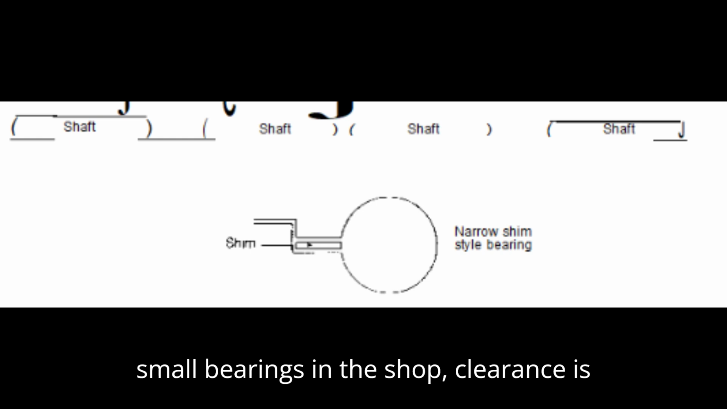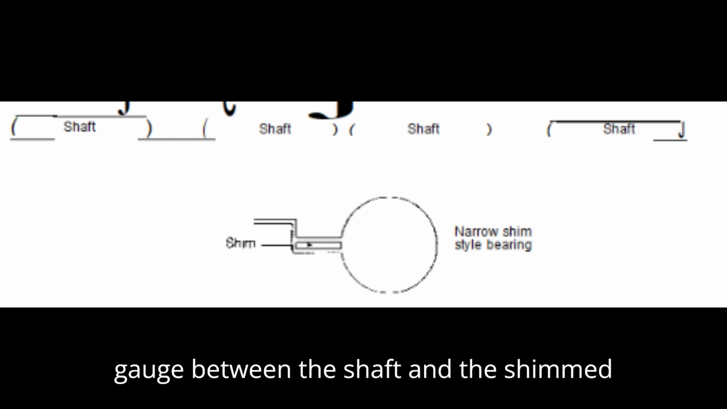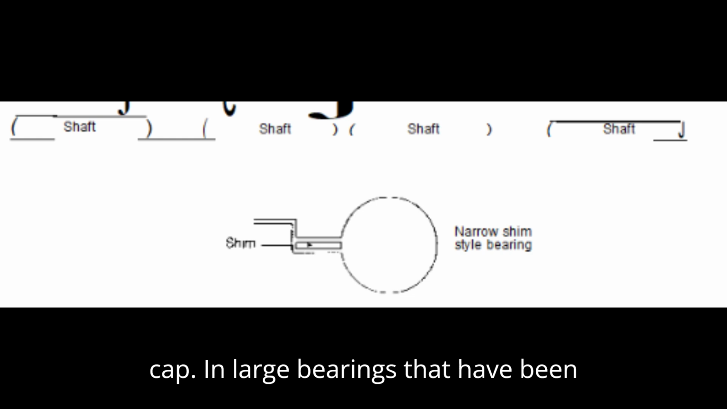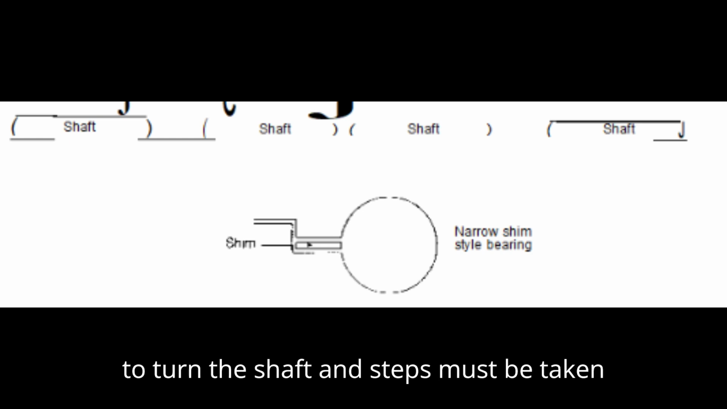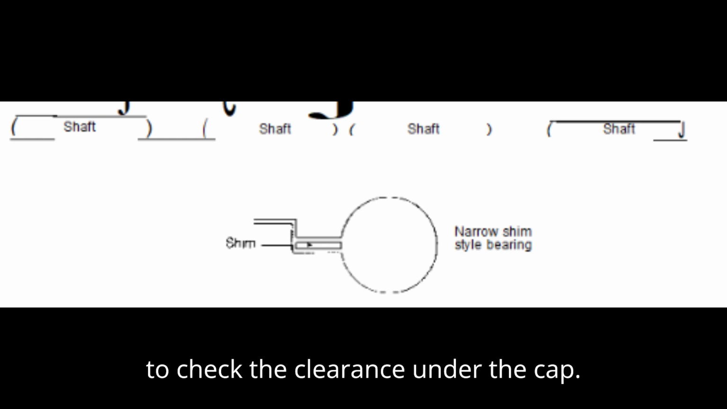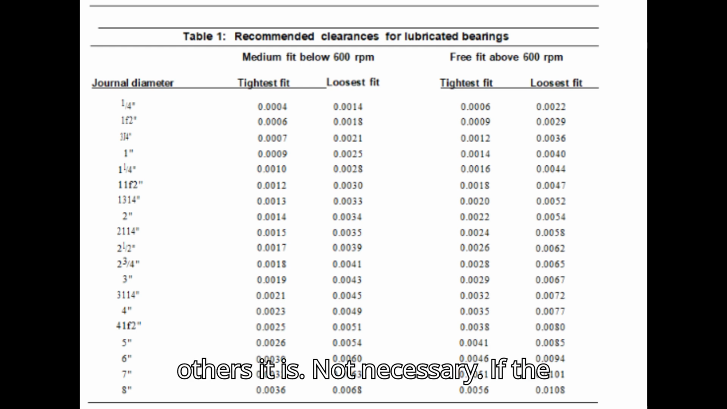When fitting small bearings in the shop, clearance is often determined by working a feeler gauge between the shaft and the shimmed cap. In large bearings that have been poured into place, it may be impossible to turn the shaft, and steps must be taken to check the clearance under the cap. For some, the cap must be removed; for others it is not necessary.